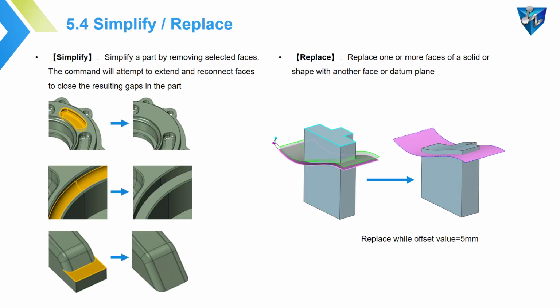And this page is about simplify and replace. Simplify can be used to delete some existing faces and reconnect faces to close it. You can use it to delete slots, fillets, holes, etc. For replace, we can use it to replace one or more faces of a solid or shape with another face or datum plane. This command is very convenient when you need to move a face to match a reference face.